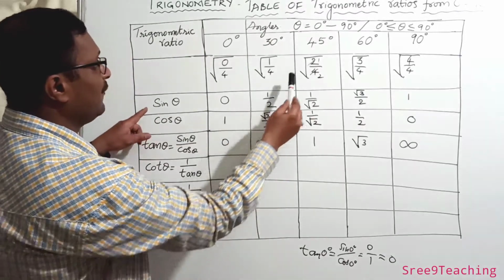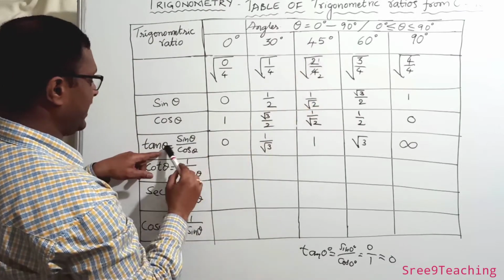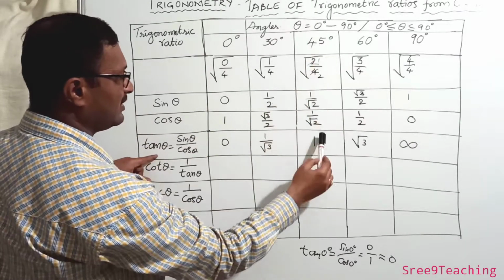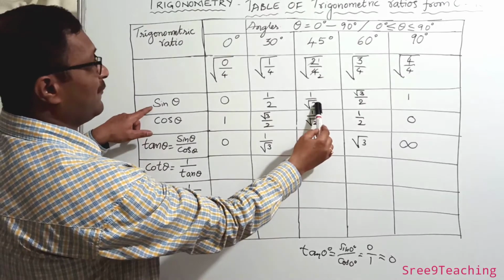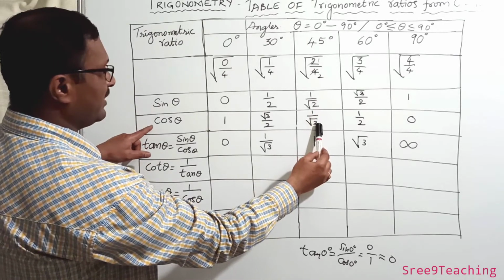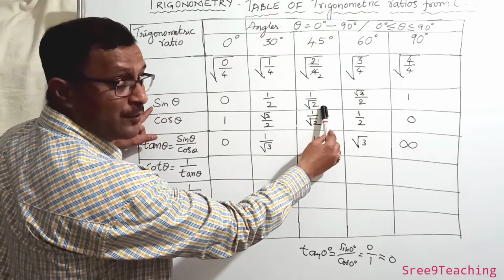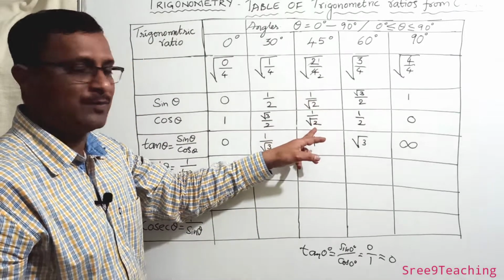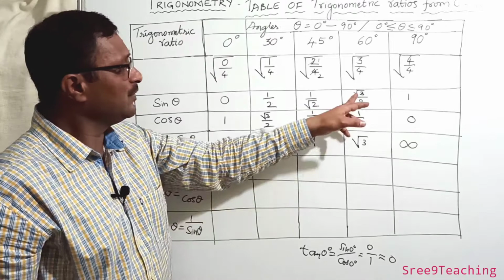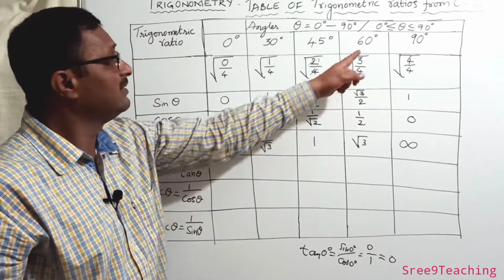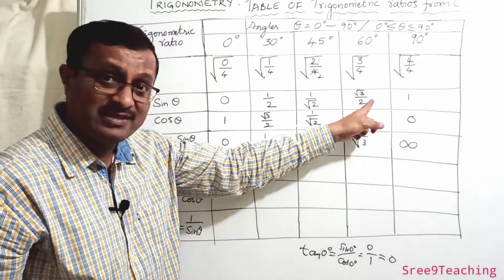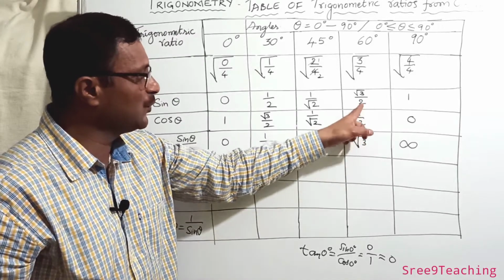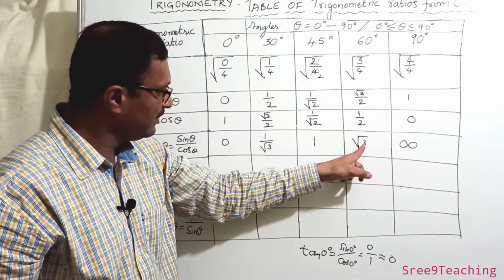Now if you want tan 45 degrees, how will you get this? Sin 45 degrees divided by cos 45 degrees. We know sin 45 degrees is 1 by root 2 divided by cos 45 degrees, so 1 by root 2 divided by 1 by root 2. So you will get 1. Again tan 60: sin 60 degrees by cos 60 degrees, the 2s get cancelled, then root 3.